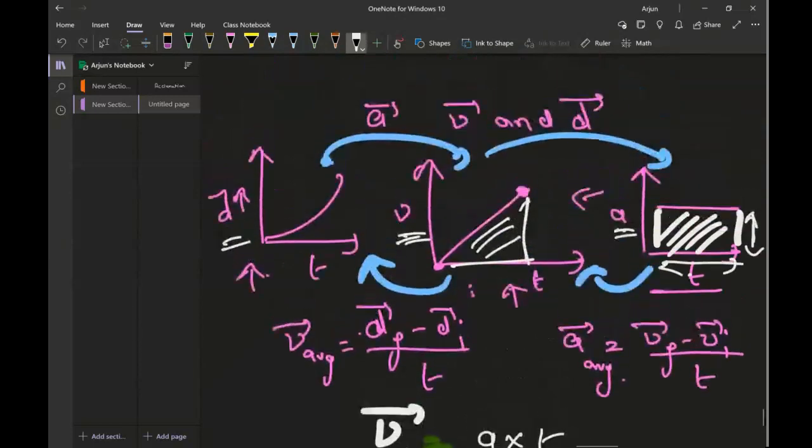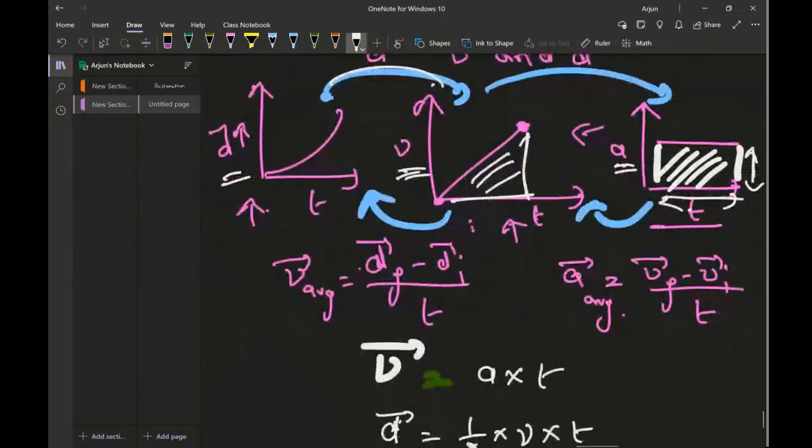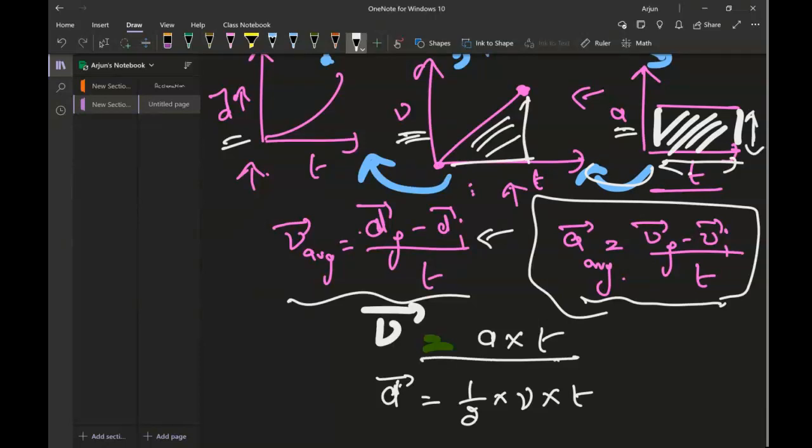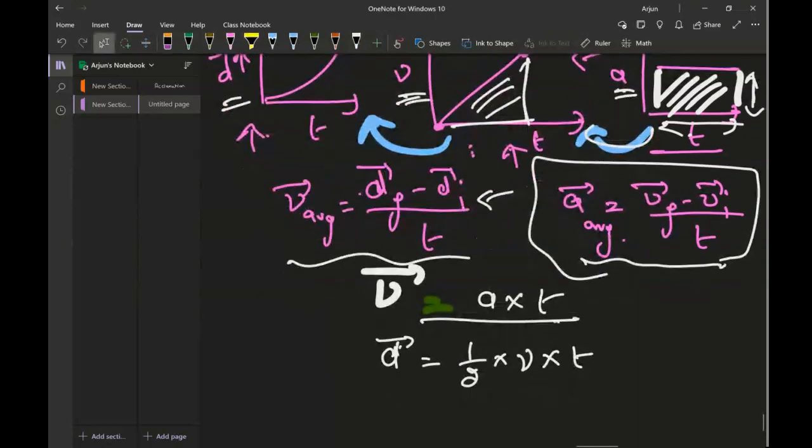So again, if you are moving in the forward direction, then you will use these formulas: average velocity equal to d final minus d initial divided by time, and average acceleration is equal to v final minus v initial divided by time. If you are moving in the opposite direction, meaning you are given the acceleration and you are trying to find the velocity, then you will use the area under the graph. That's the technique you will use. So hopefully you now understand how you're going to solve the problems when you are given the graphs or when you are given some values.